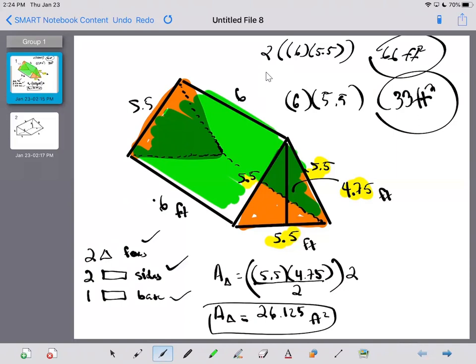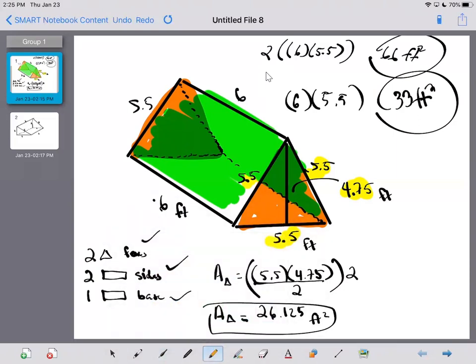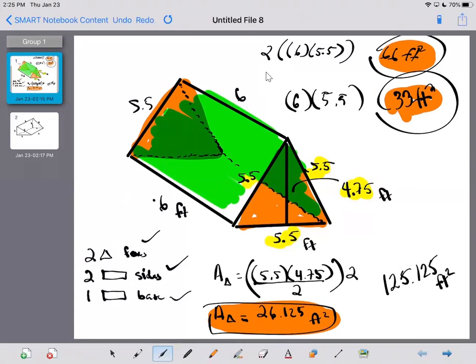The numbers that I'm about to highlight in brown will be this one and this one. So 26 125 thousandths plus 33 plus 66 should give me 125 125 thousandths square feet as the surface area.